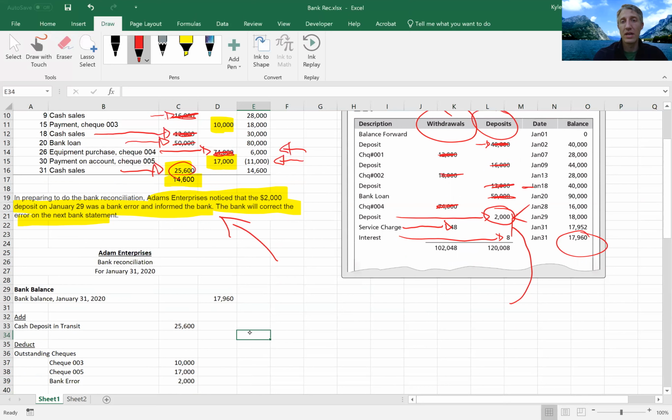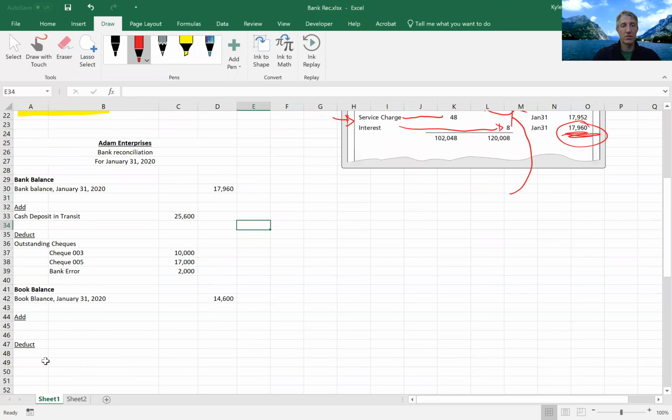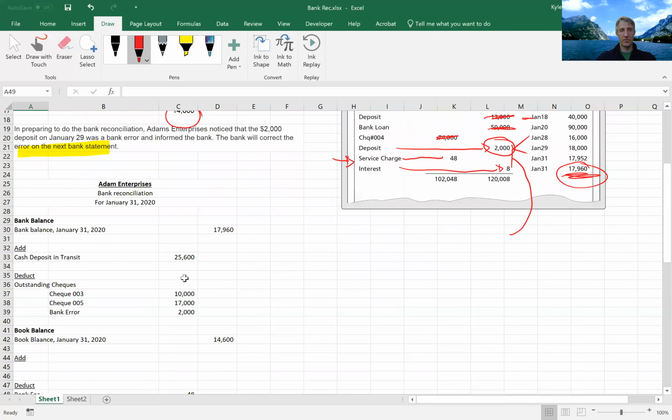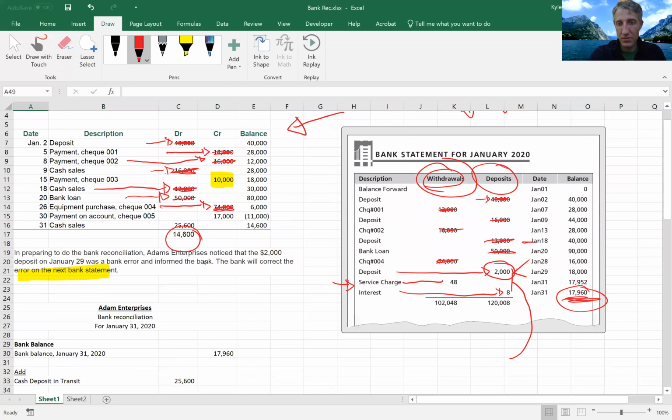The service charge has already been deducted from our bank balance. The $17,960 already includes a deduction of $48. To get these two items to match, the bank balance and the book balance, I'm gonna have to lower my book balance by $48. So I'm gonna go down here and I'm going to label that as a bank fee, and it was $48. And I'm now done with that.